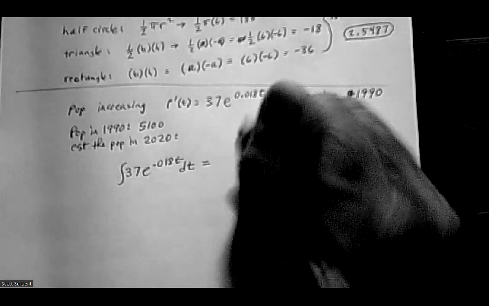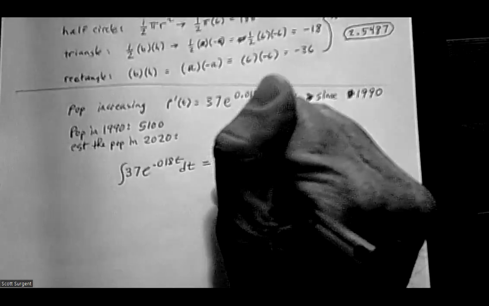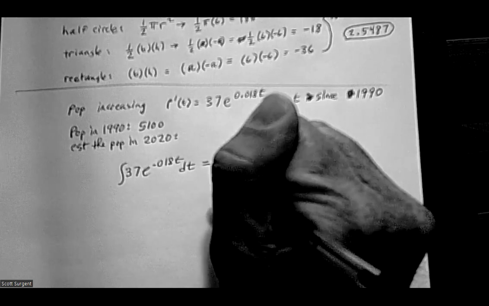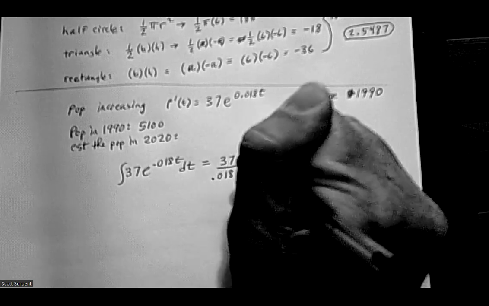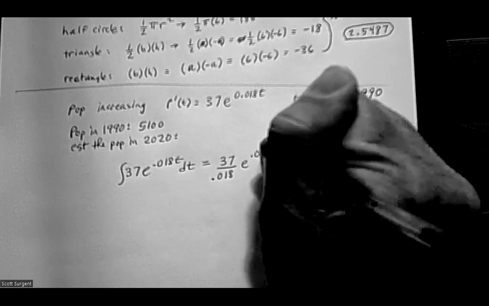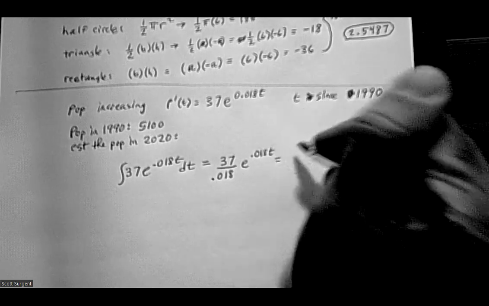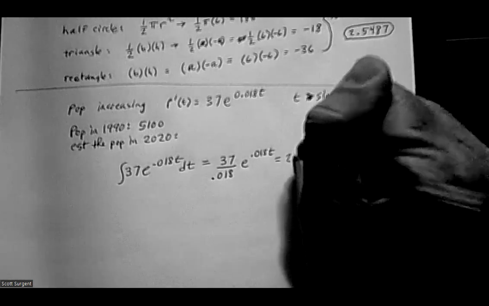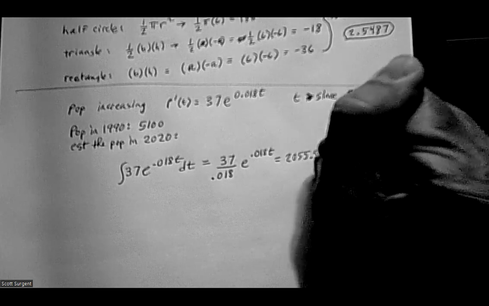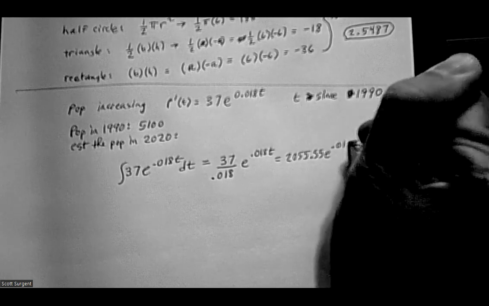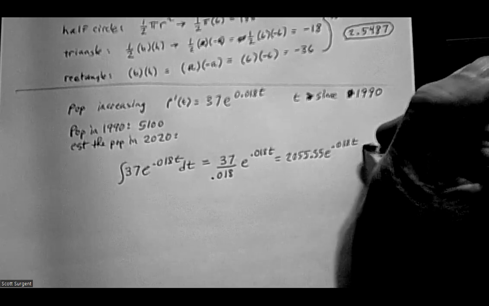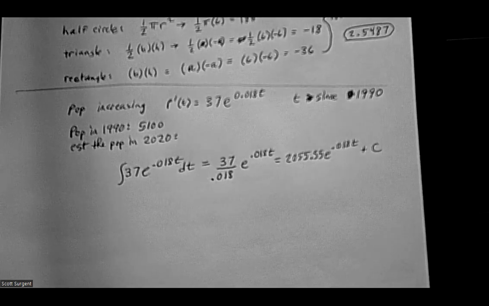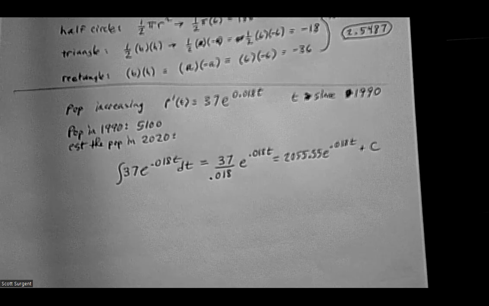And so we antiderivative, 37 just is a spectator. We have to divide by the 0.018, e to the 0.018t. Let me simplify that coefficient in front. I get 2055.55. There's going to be a plus c.